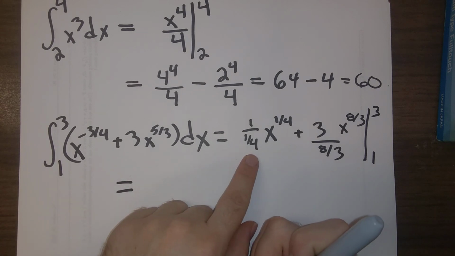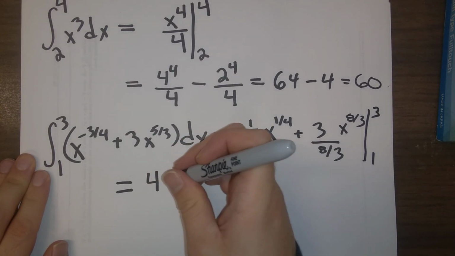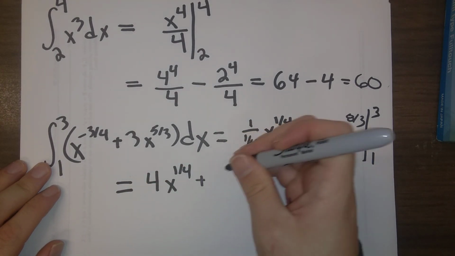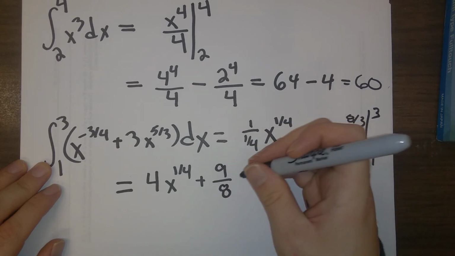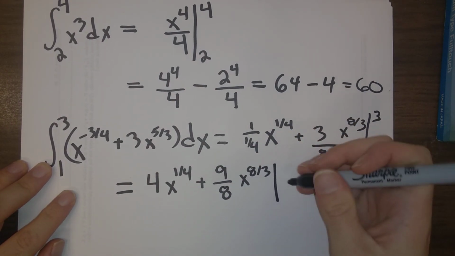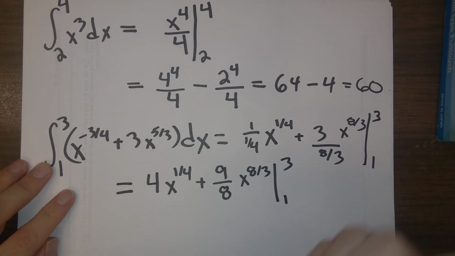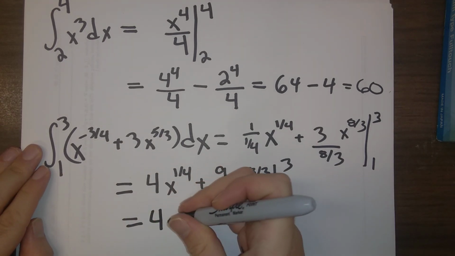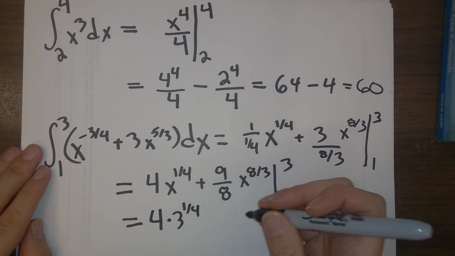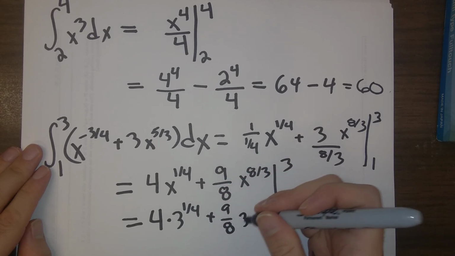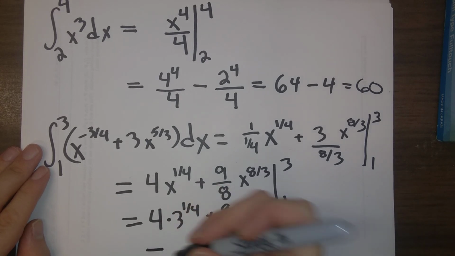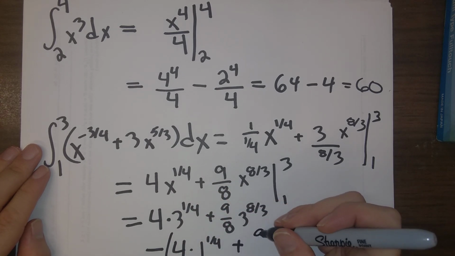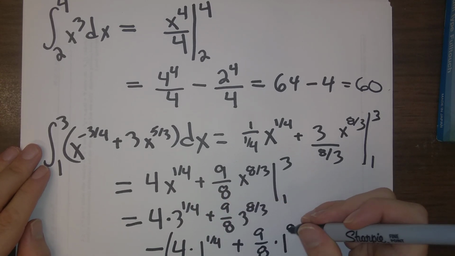So let's simplify this a little bit. Dividing by 1/4 is the same thing as multiplying by 4. Dividing by 8/3 is multiplying by 3/8. So we have 9/8 x to the 8/3 here. Again, we're still plugging in 3 and 1. So what do we end up with? Plug in x equals 3. We get 4 times 3 to the 1/4 plus 9/8 times 3 to the 8/3. And then we subtract 4 times 1 to the 1/4 plus 9/8 times 1 to the 8/3.